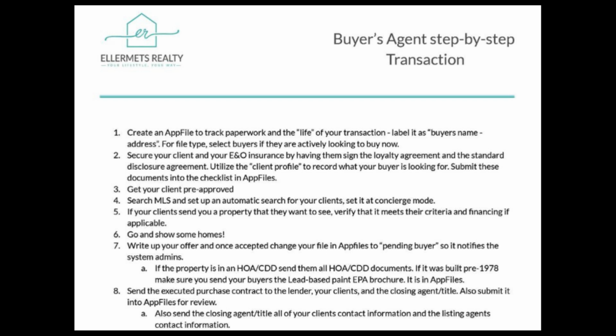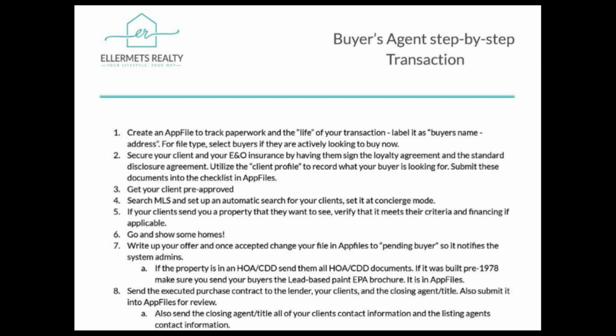If the property is in an HOA or CDD, send them all HOA and CDD documents. It's imperative that we do that. If it's built pre-1978, make sure you send your buyers the lead-based paint EPA brochure. It's in app files. If you can't find the CDD HOA docs, ask the listing agent for them. If they can't find them, you need to go to the manager for that location.